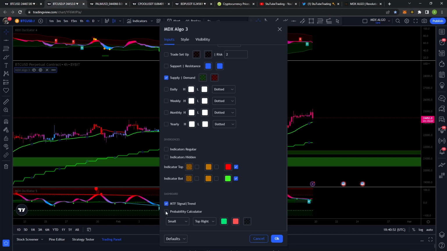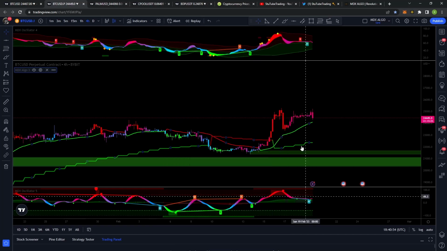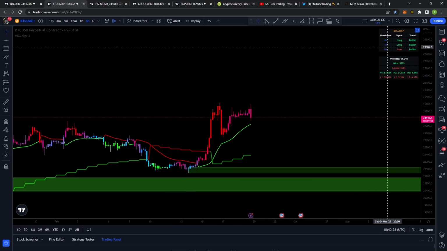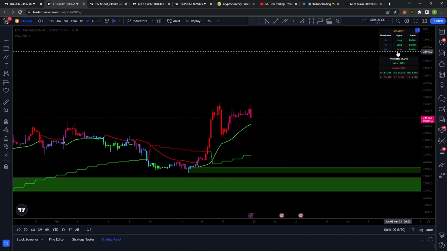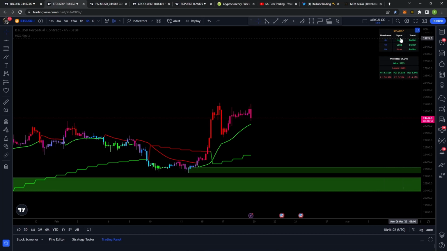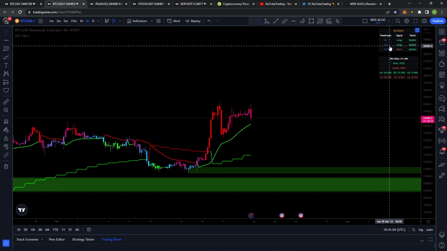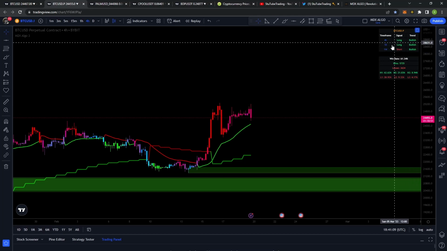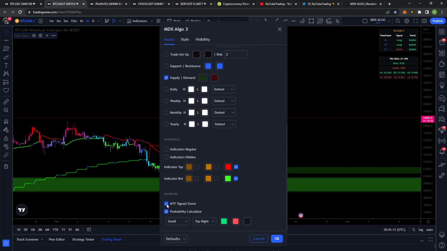Let's go to the signal trend and probability calculator here. Once again, no matter what time frame chart we're on, it's very cool that we can keep an eye on different time frames. We have the 4 hour, the daily, and the weekly, whether they're long, short, bullish, bearish, whatever. That can help you keep an eye on it without having to flip-flop between charts.